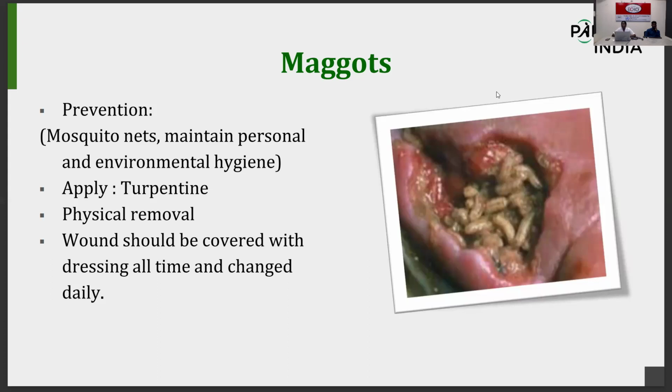And prevention is very important. We should instruct the patient to cover the wound. Any type of wound, we should instruct them to cover it properly. Otherwise, there is a chance of maggot formation. And we can instruct them to use mosquito nets. Not only personal hygiene, but environmental hygiene is very important. So we should instruct them to maintain proper personal and environmental hygiene.